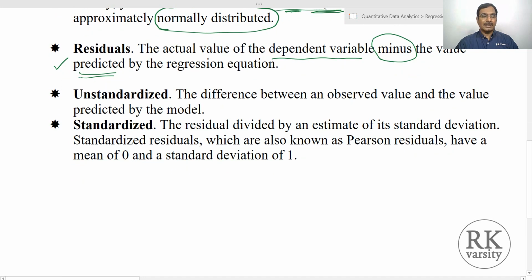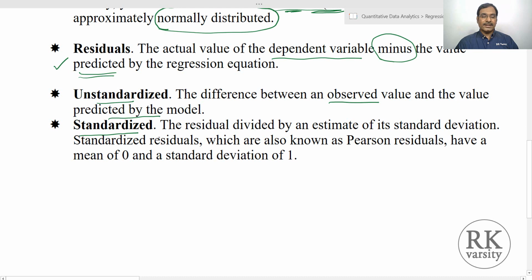And there are multiple types of residuals. We focus on two. One is unstandardized residuals, and the second one is standardized residuals. Unstandardized residuals are the difference between an observed value and the value predicted by the model. This is unstandardized.